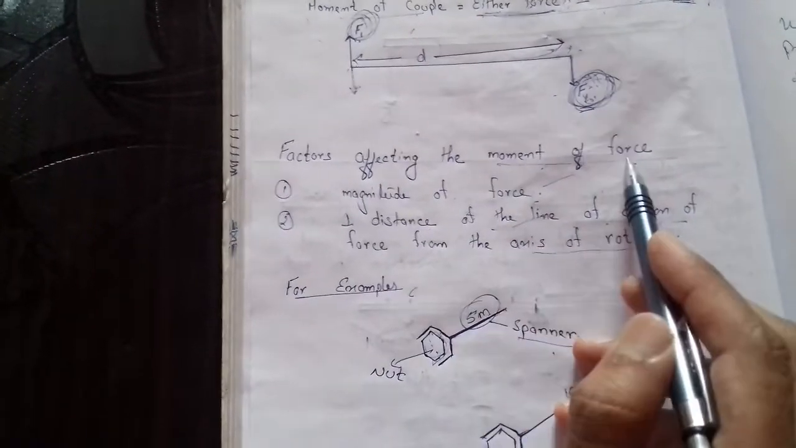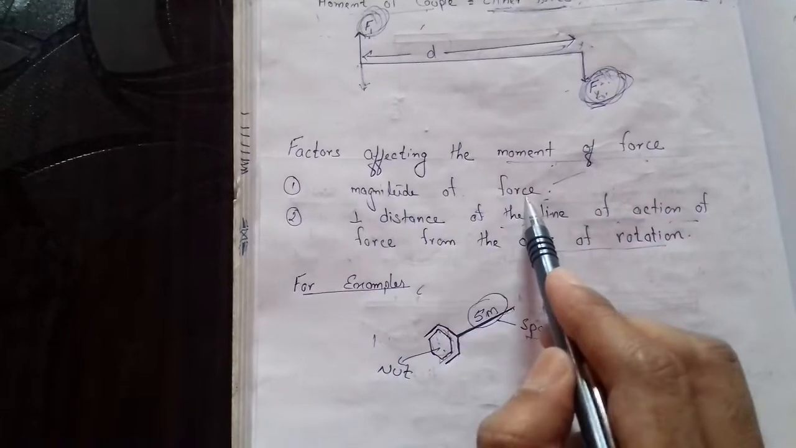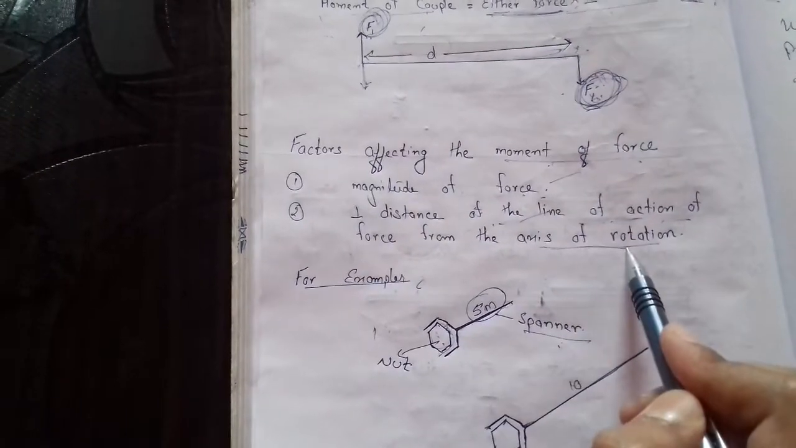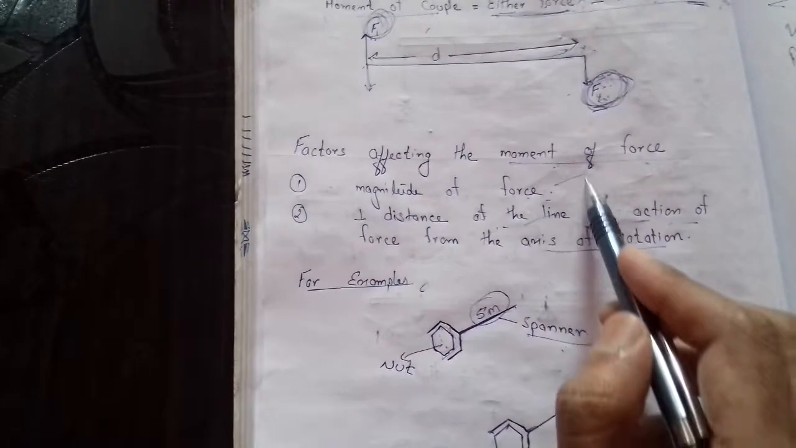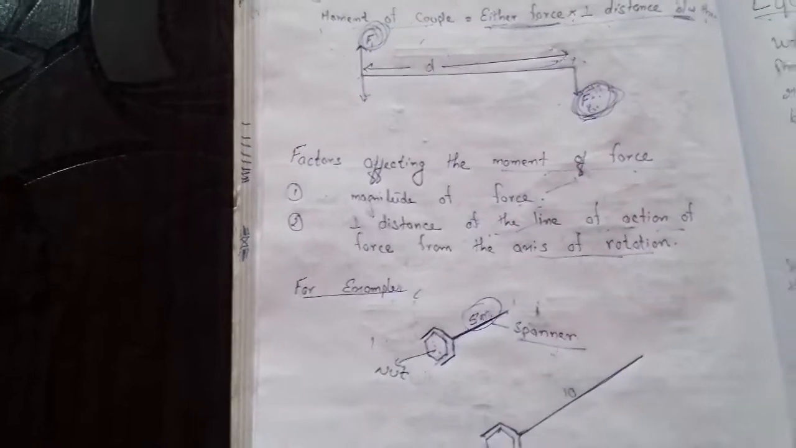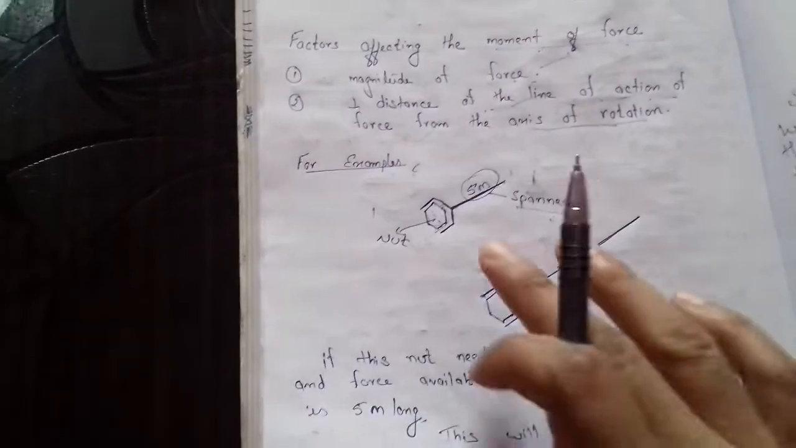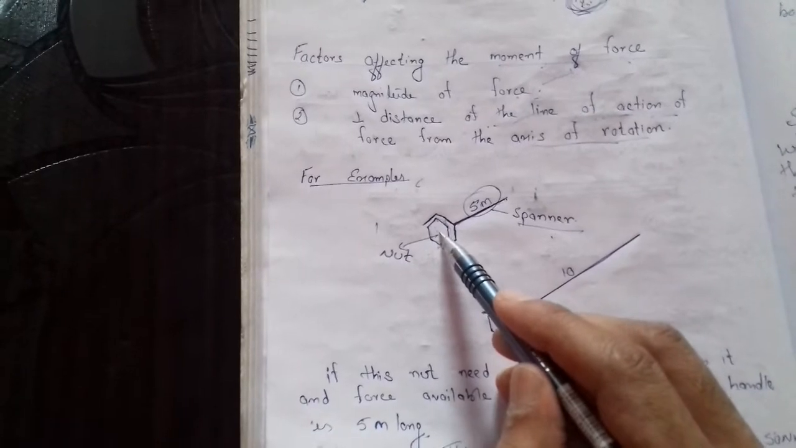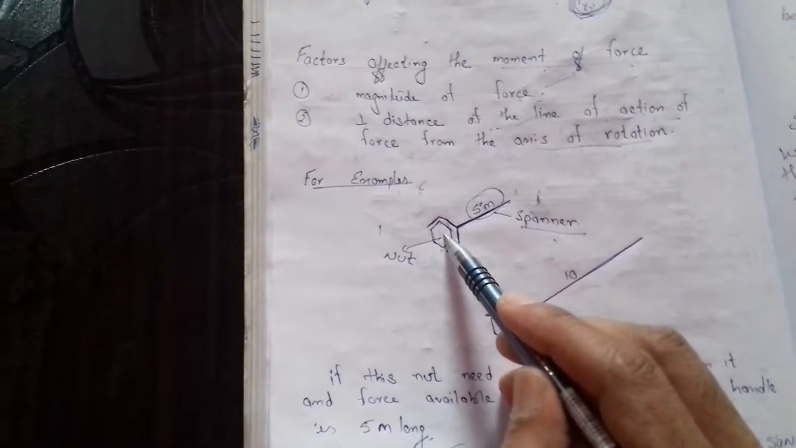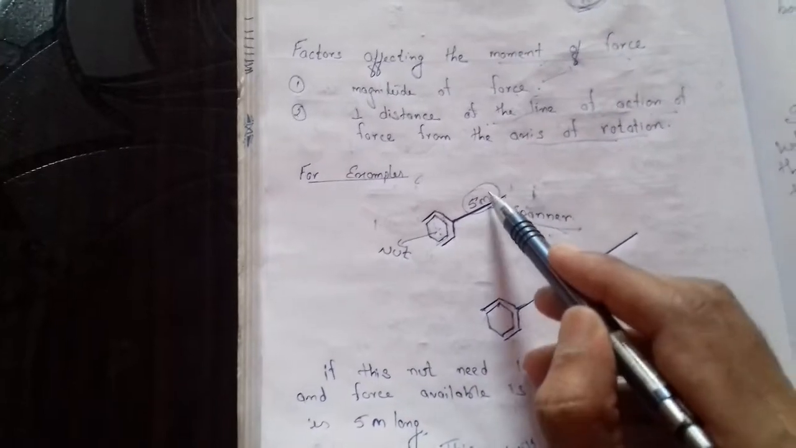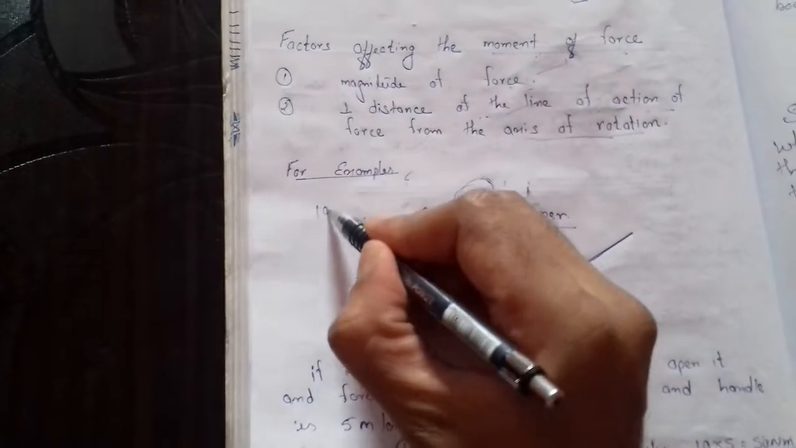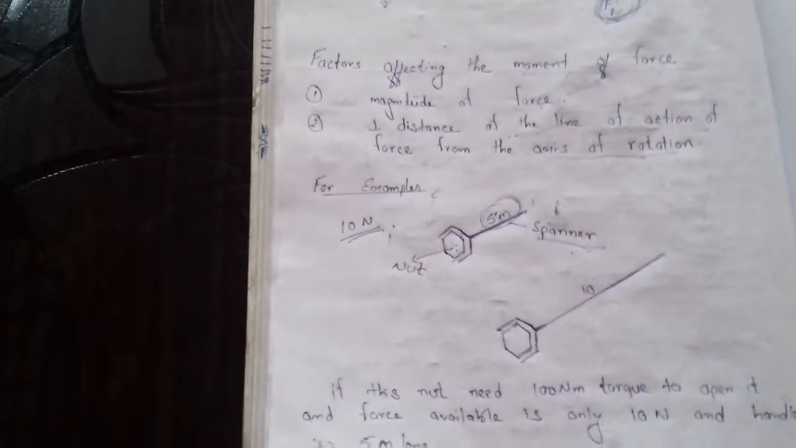Factors affecting the moment of force: the magnitude of force, and the perpendicular distance of the line of action of the force from the axis of rotation. To understand these two factors, let's discuss one example. Suppose we have a nut and we have to open this nut. To open it, we have to turn it with the help of this spanner that is 5 meters long. And suppose we have only 10 Newton of force available to us.